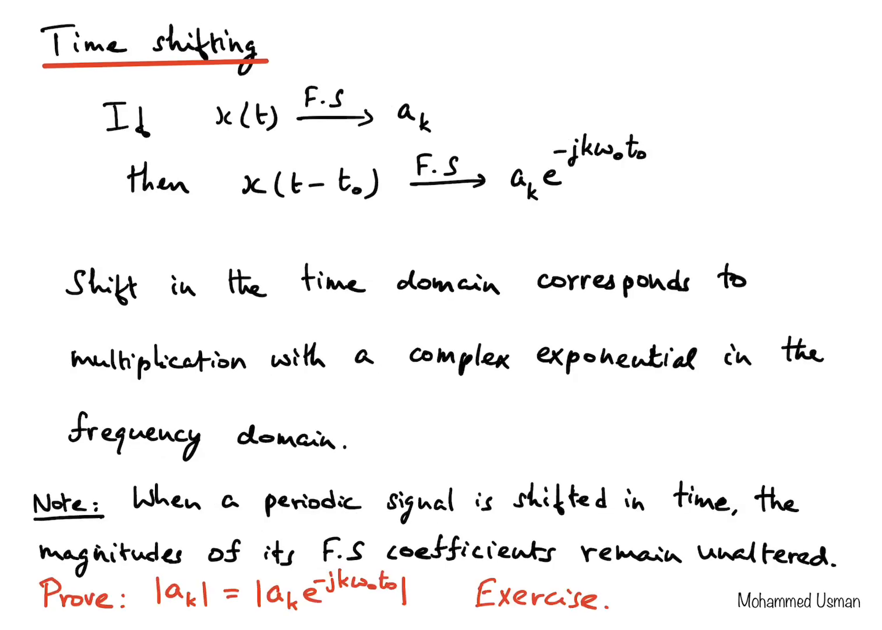Next, we will see the second property of Fourier series, which is called time shifting.